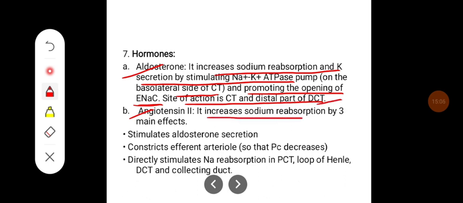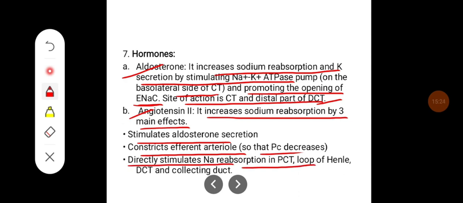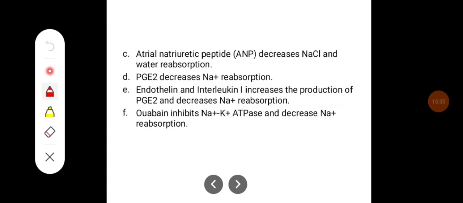Angiotensin II increases the sodium reabsorption by three main effects. It is going to stimulate aldosterone secretion, and it constricts the efferent arterioles so that the peritubular capillary pressure decreases. Directly, it is going to stimulate reabsorption of sodium in the PCT, loop of Henle, distal convoluted tubule, and in collecting duct.